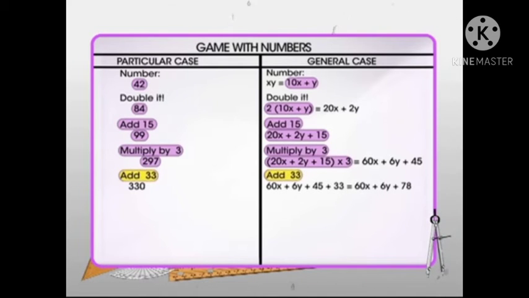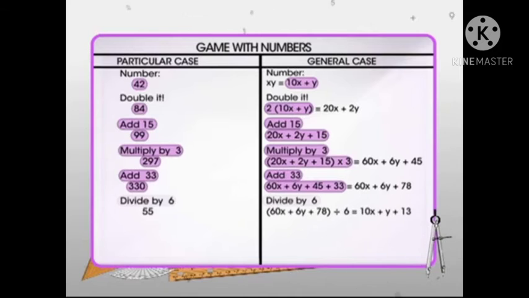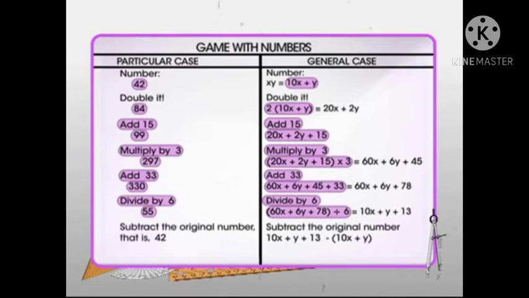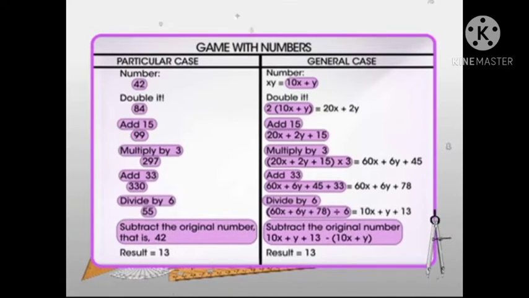Now add 33. We get 330. Now divide by 6. The result is 55. Now the last step. Subtract the original number from this result. Well, the answer is 13.